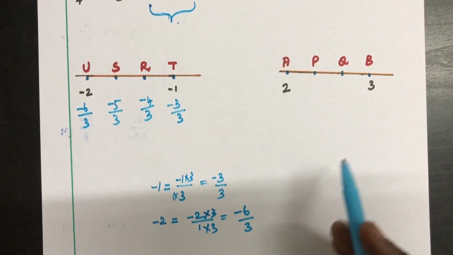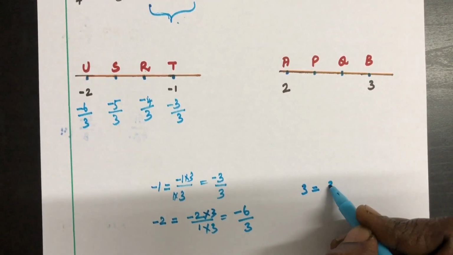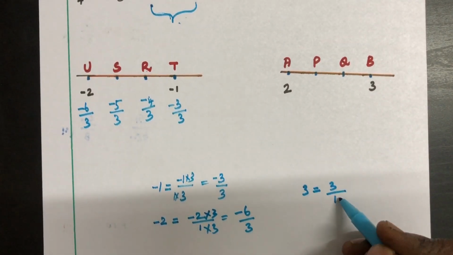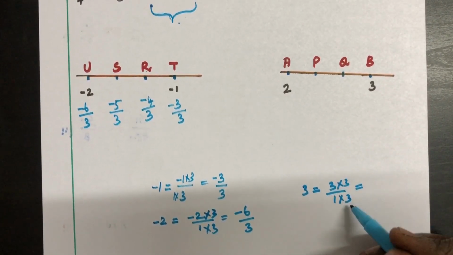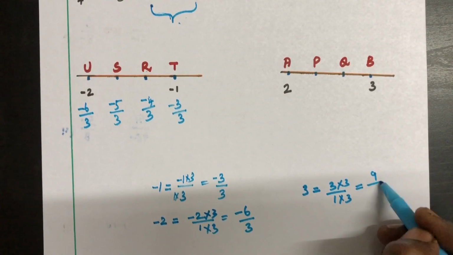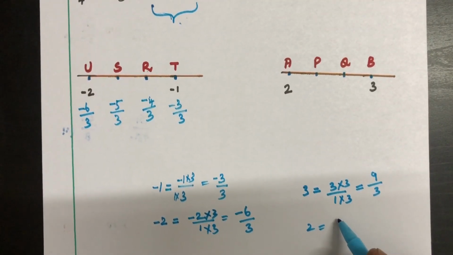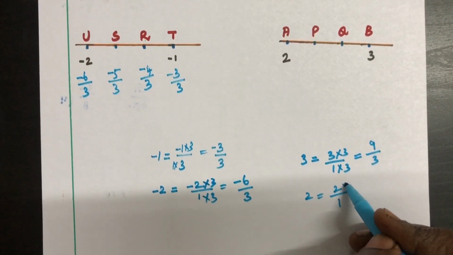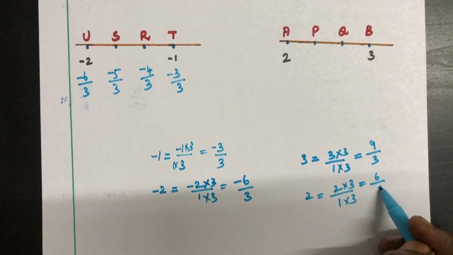For that, what we need to do? 3 is equal to 3 by 1. Can we write like this? 3 is 3 by 1 always. So if you want 3 in the denominator, multiply 3 in both the numerator and denominator. So this is 9 by 3. Now, here also I want 3 in the denominator. This is 2 by 1 only. Okay, so into 3 into 3, this is 6 by 3.